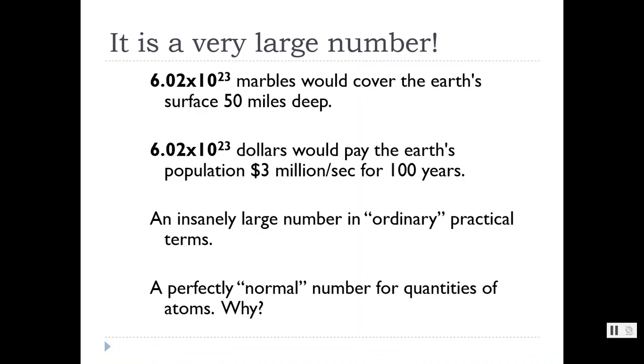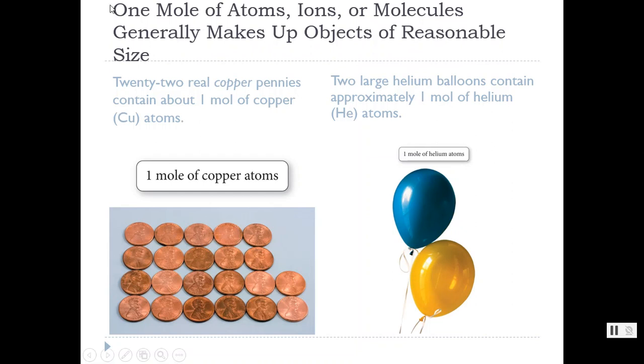But it is a huge number, an insanely large number. But it is a number, the 6.02 times 10 to the 23rd, that makes sense to chemists, and it's a perfectly normal number when we're talking about things that are small, like atoms, molecules, and ions. Why is that the case? That's because 1 mole of those things that chemists like to count, 6.02 times 10 to the 23rd, generally makes up objects of reasonable size, or things that we can actually see, touch, deal with on a regular basis.